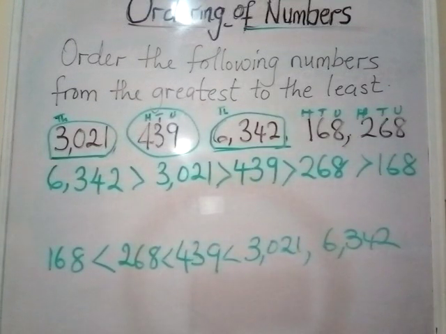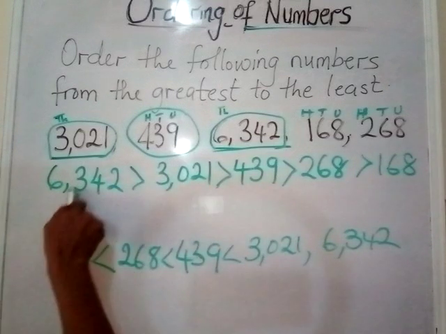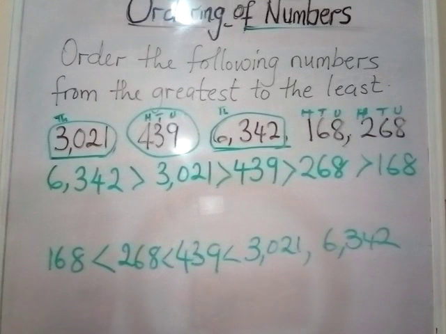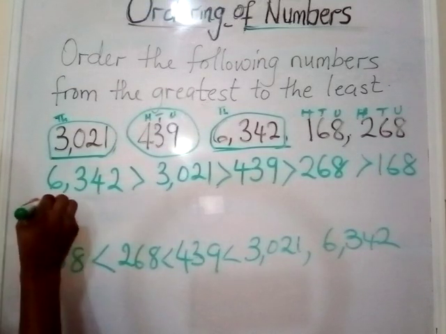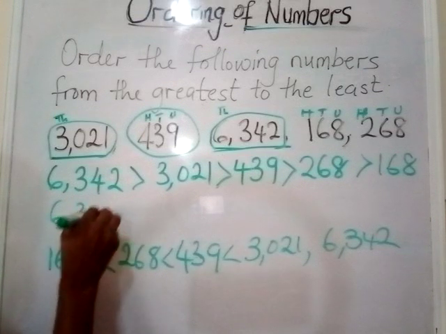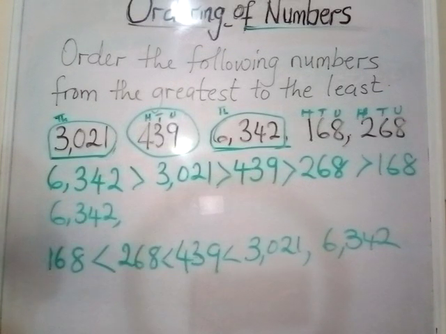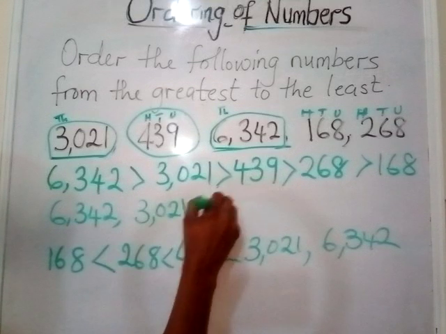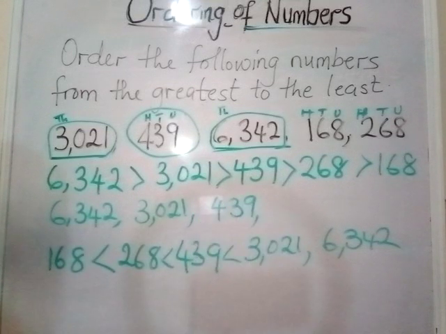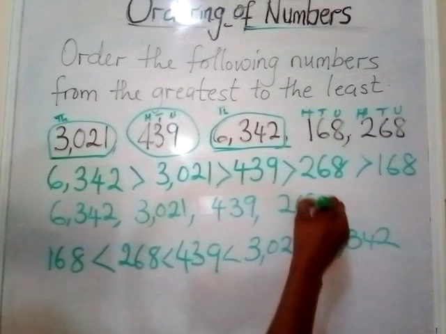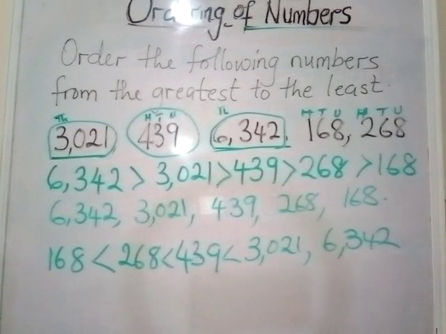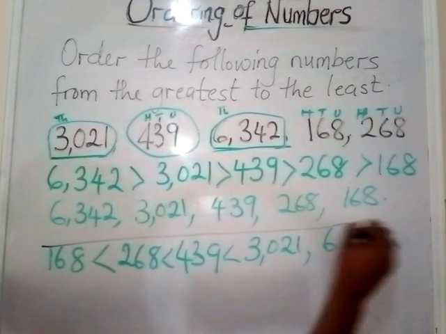And see the way I arrange the numbers. I use this sign to show that this is larger than this, is larger than this, is larger than this. There's another way you can represent this, and you don't have to use this sign. You just write 6,342, then use a comma instead of the greater than sign. You write the next number, use a comma, the next number, use a comma, and the last number. Okay? Please don't let this confuse you. I left it here for a reason.